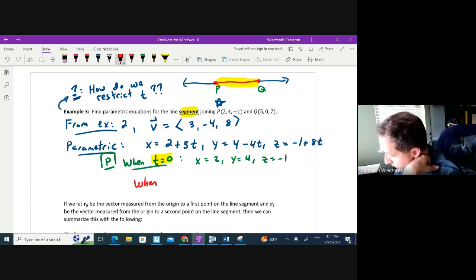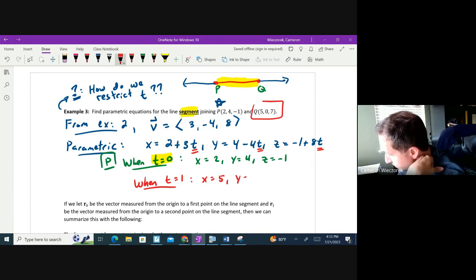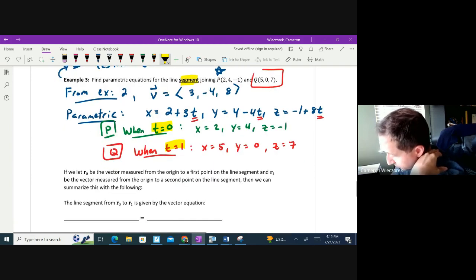Where do we stop? Well, we want to stop at 5, 0, 7. So you have to figure out what you need to plug in for t so that you end up getting 5, 0, 7. If you try some numbers out, you'll notice that it's when t equals 1. So when t equals 1, x equals 5, y equals 0, and z equals 7. That's exactly point Q. So that'll give us the line segment from P to Q if t ranges from 0 to 1. So all we need to do is write our final answer.